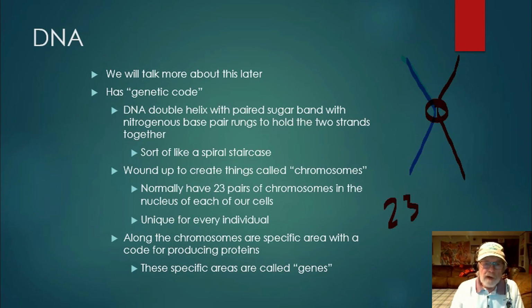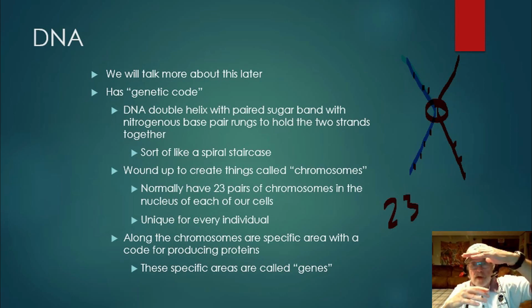Okay, but what happens is along these chromosomes, at little spots all over the chromosomes are little special areas, and these little special areas are called genes. Now the gene could be only a couple segments long, or it could be really long, depends upon what it's coding for. And these genes are the specific areas on the chromosomes that have that cookbook genetic information as to how to make all these proteins in my body. Okay, and that's what those genes are.